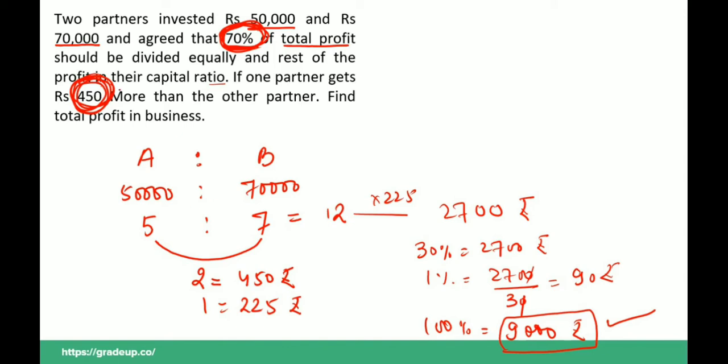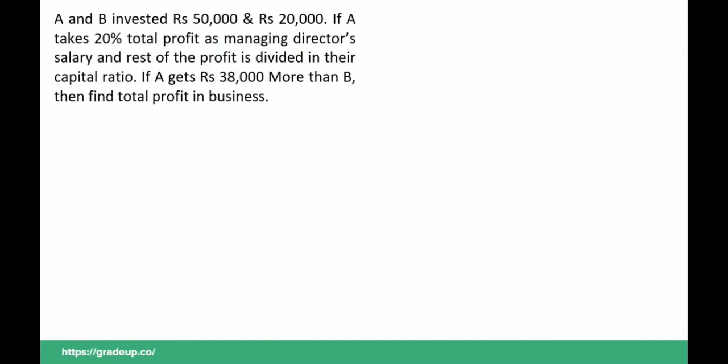In this question, it is clearly given that one partner gets 450 rupees more than the other partner. So here B is getting 2 units more than A. That is 2 is equal to 450, 1 equal to 225. Then 12 is equal to 2700. This 2700 rupees is your 30% profit according to the question. So 1 is equal to this, and then 100% is equal to this. 9,000 rupees is the total profit in the business. I hope this is clear to all of you. Now let's move to the next question.